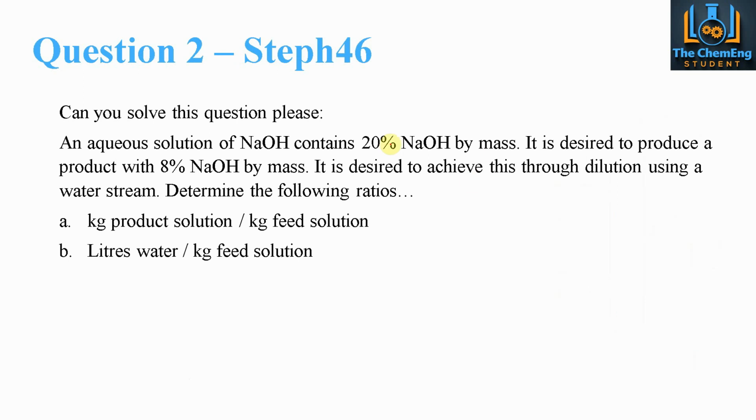sodium hydroxide contains 20% sodium hydroxide by mass, and it's desired to produce a product with 8% sodium hydroxide by mass. Now, it's desired to achieve this through the dilution using water, a water stream, and we need to determine the following ratios, i.e. the kilogram product solution per kilogram feed solution, and the litres of water per kilogram of feed solution.